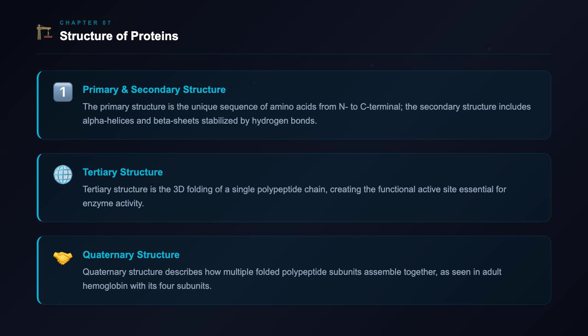The tertiary structure is the three-dimensional folding of a single polypeptide chain, stabilized by various interactions. This folding creates the functional active site in enzymes. The quaternary structure describes the arrangement of multiple folded polypeptide subunits, like in adult human hemoglobin, which has 4 subunits.